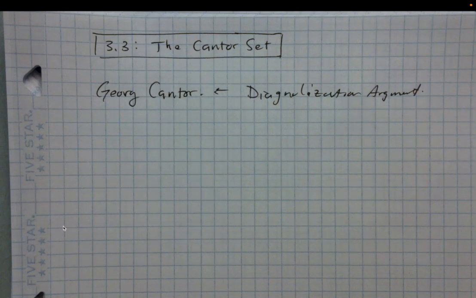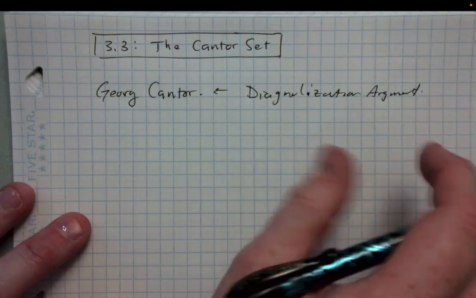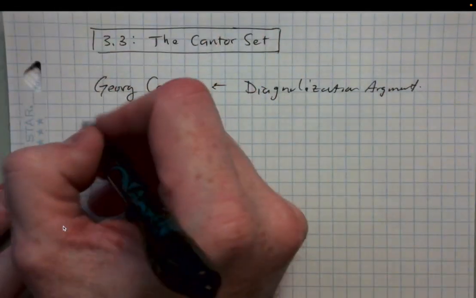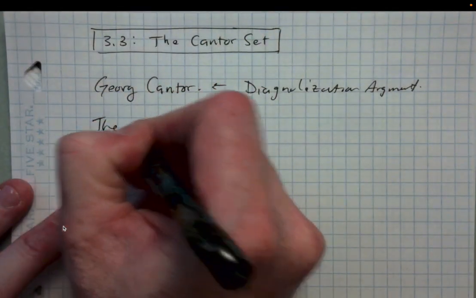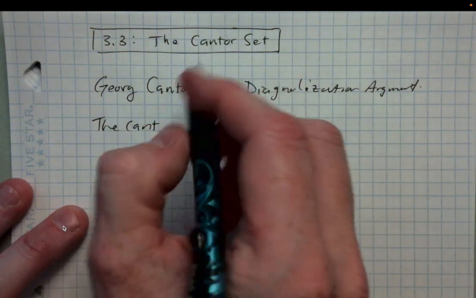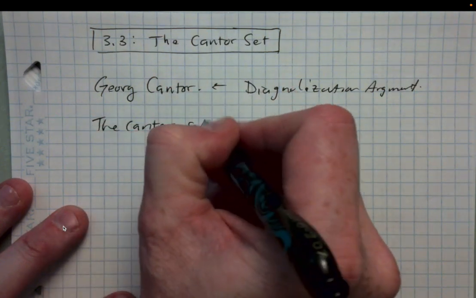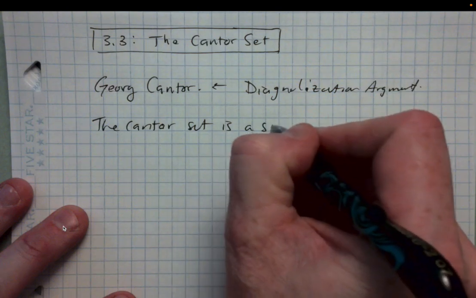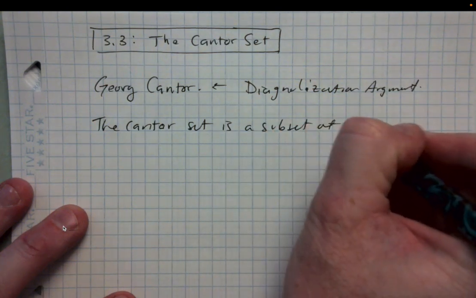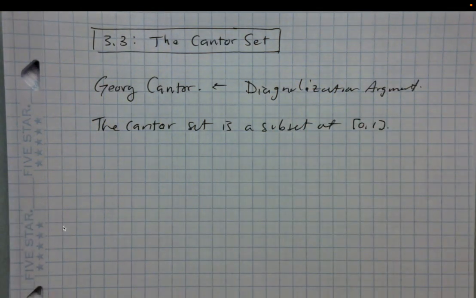The Cantor set is a set that's built inductively, which means you start at the base case and you build this set up iteratively. Let's talk through how the set is constructed. We begin with the fact that the Cantor set is a subset of the closed interval [0, 1]. Okay, so that's where we start.